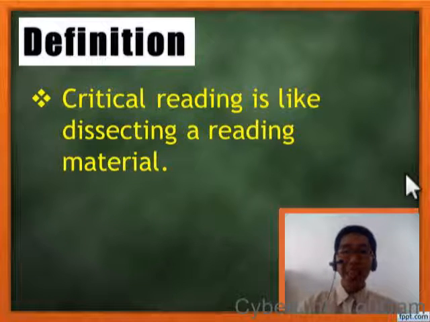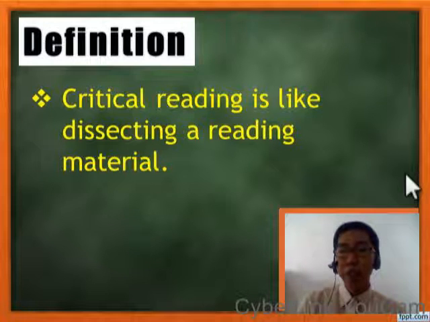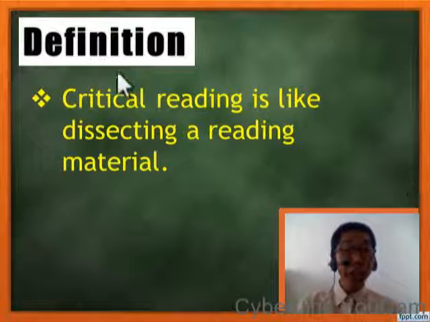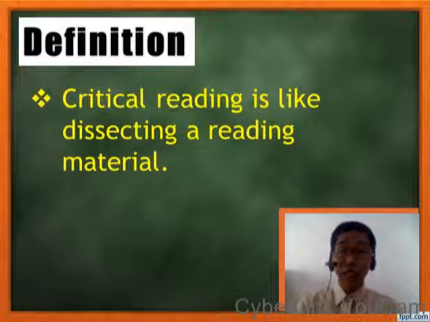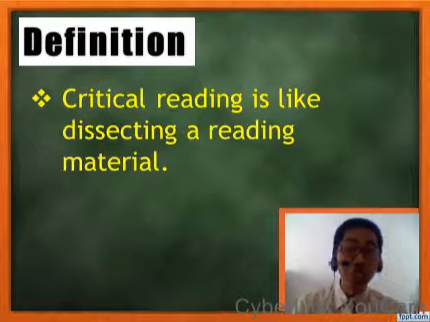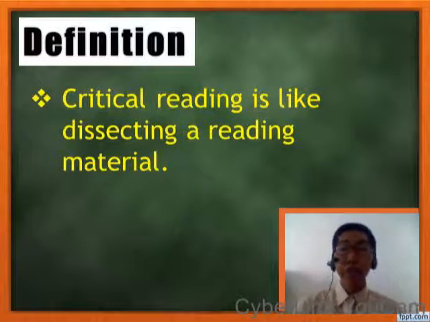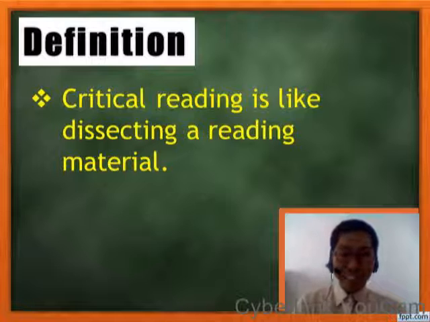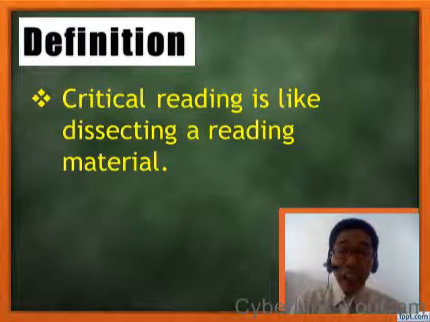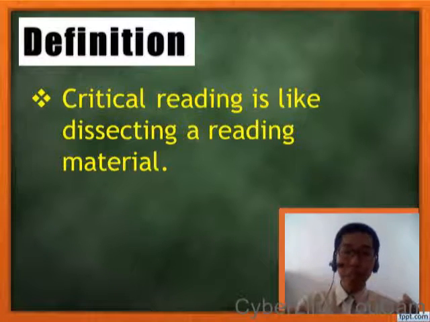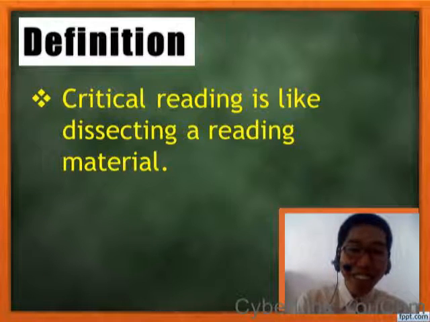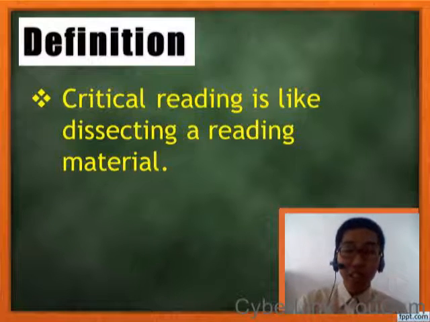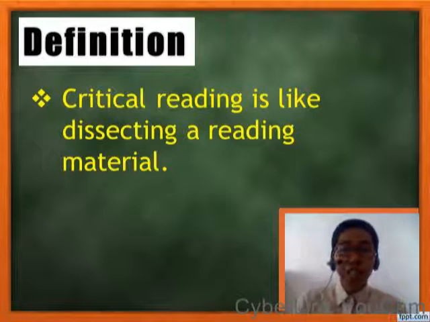First, let's define critical reading. Critical reading is like dissecting a reading material. If you are interested in science, the word dissecting is not a new word for you because you get to encounter this term when you experiment the anatomy of animals. For example, when you dissect a frog, you have to cut open the body parts of the frog to analyze its muscles, body structure, tissues, and the like.